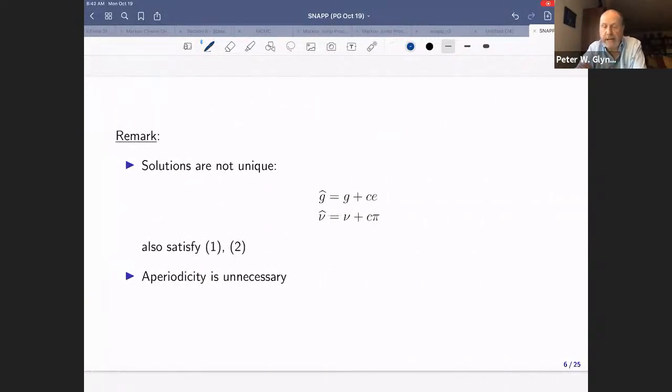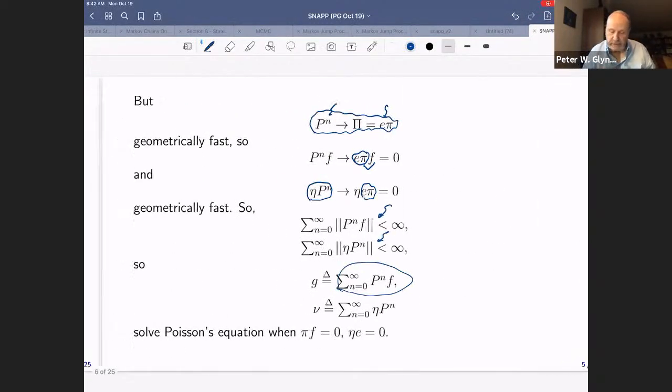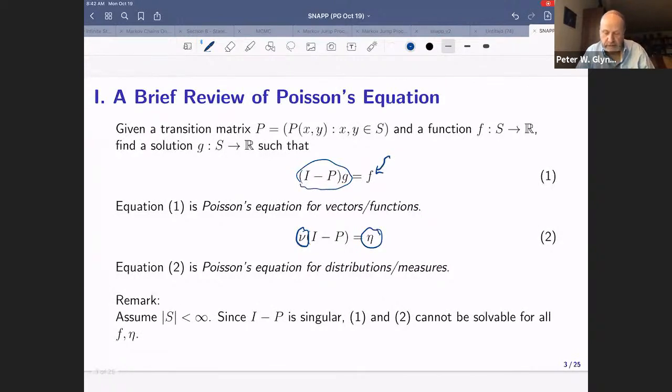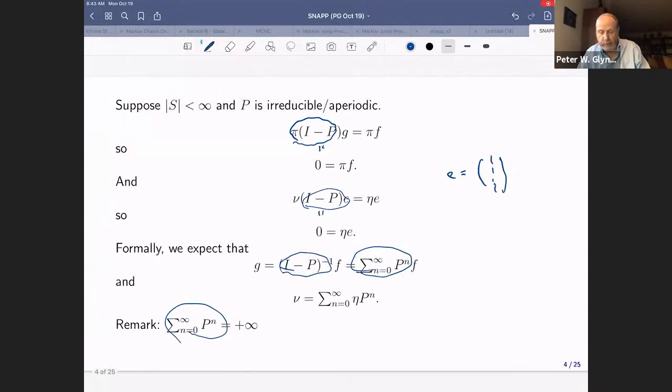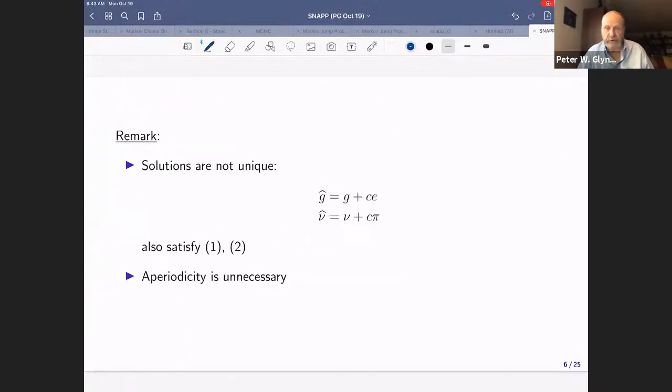Now, again, because I minus P is a singular matrix, these solutions are not going to be unique. In particular, if we go back to the function version of Poisson's equation, and we see that G is a solution of this equation, it's pretty clear that if you just add on any constant function to G, that will again be a solution of Poisson's equation, because constant functions are annihilated by I minus P in this stochastic context. And similarly, when we find a solution U to the measure version of Poisson's equation, if we add on any constant times the equilibrium distribution, that will also be a solution. So Poisson's equation does not have unique solutions, but you'll see in the applications that we have in mind that that non-uniqueness doesn't create any difficulty for us.